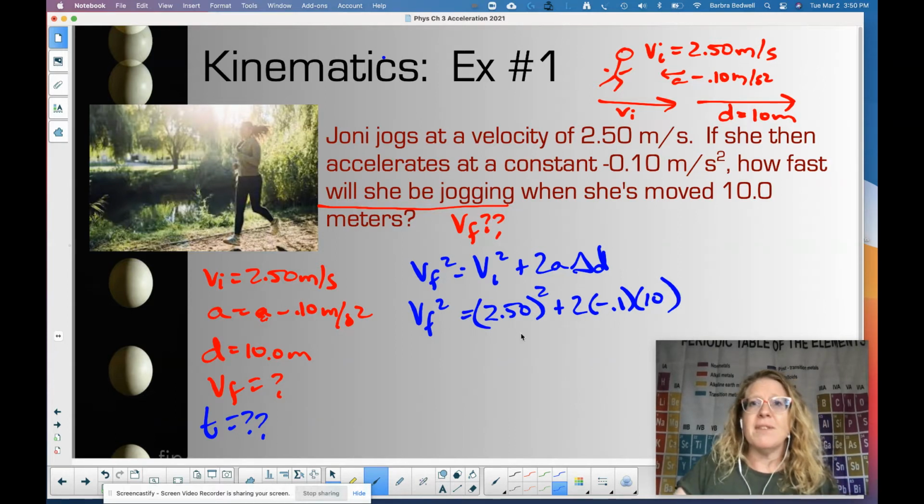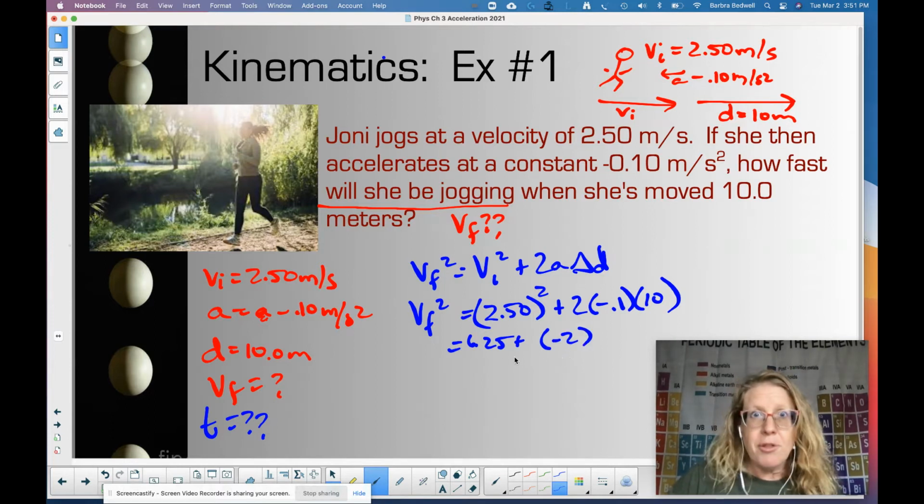I'll come back and do sig figs at the end, right? So now it's just a matter of plug and chug. 2.5 squared is 6.25, equals 6.25 plus 2 times negative 0.1 times 10, which is plus negative 2. Don't forget your negative signs.